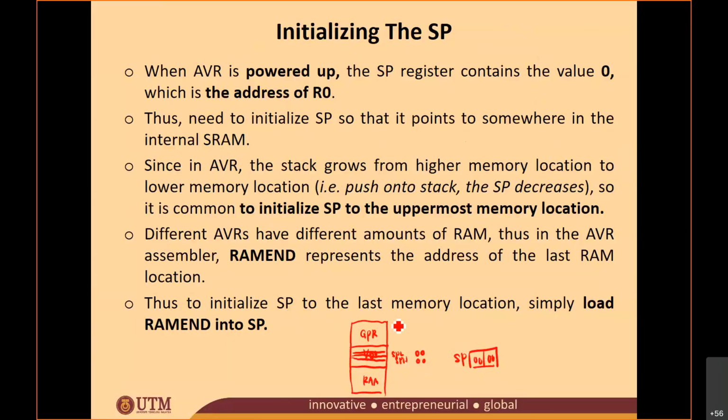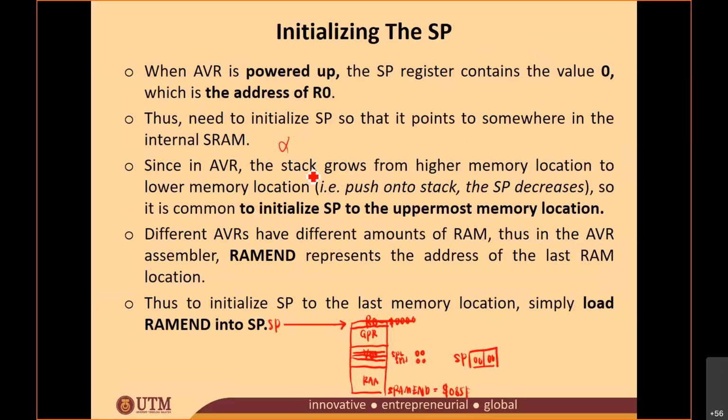Okay, so you recall back, this is the memory address of your data memory. It starts from 0000 until your RAM end. What is your RAM end? Who can tell me? What is the end address of your RAM? Okay, 085F. So what happened here is, since the stack pointer points to address 0, it points to this address here, which is your R0.